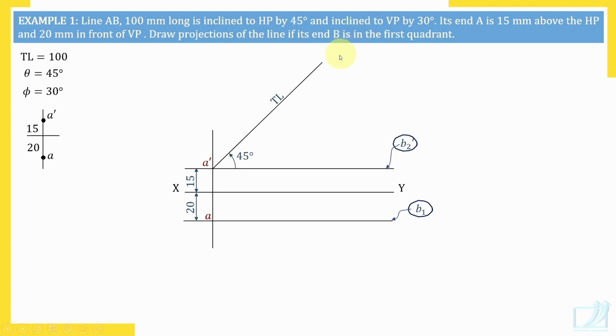What is the length you have measured? 100 millimeter. So you should not label this point as B dash. A dash B dash is wrong, because A dash B dash has length EL. This is not A dash B dash; it is A dash B1 dash. So label it properly, A dash B1 dash.